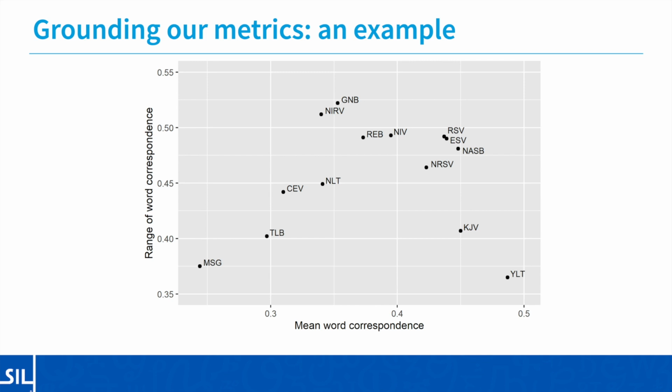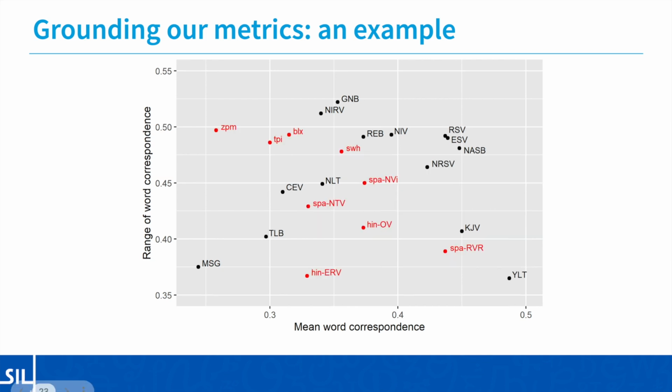Testament. We see that the translations on the left side of the graph, which exhibit lower word correspondence to the source Greek, are more dynamic translations, such as the Message and the Living Bible. On the right side of the graph, we have translations that exhibit higher word correspondence to the source Greek, such as Young's Literal Translation and the King James Version.